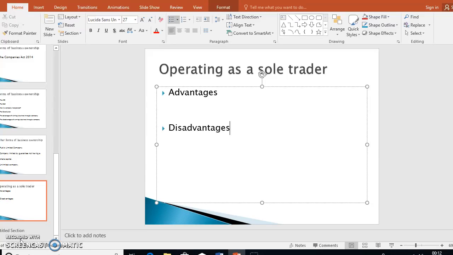as they fall due. Another disadvantage is it's harder to raise finance. And this is because it's not as easy to take collateral over a sole trader as it would be over a company structure.